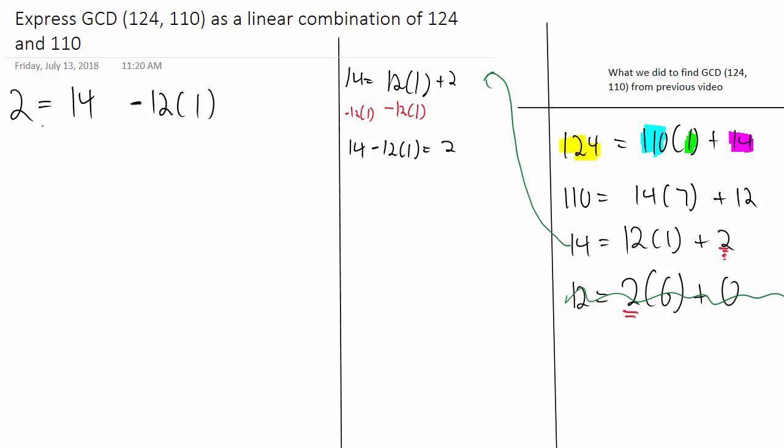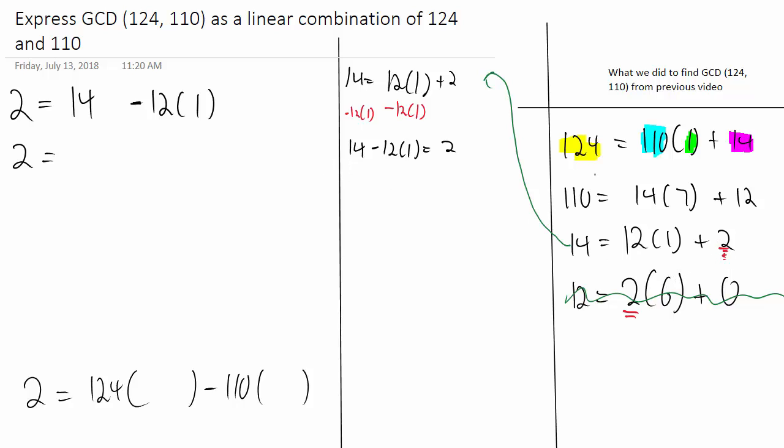And here's the key. You want to eventually get to the point where you get 2 is equal to 124 times something plus or minus 110 times something. That is the end goal. But we don't know how to magically get there yet. So we're just going to keep writing.